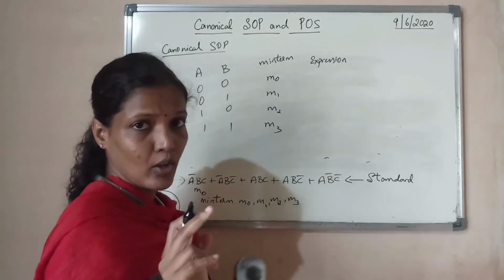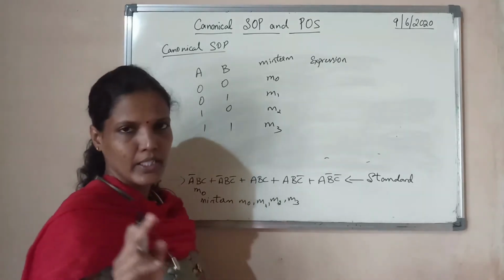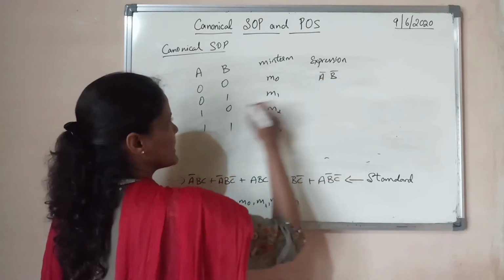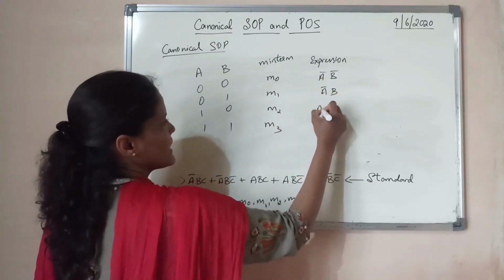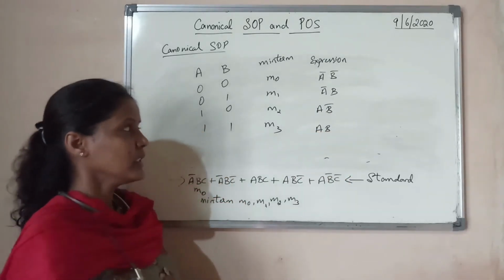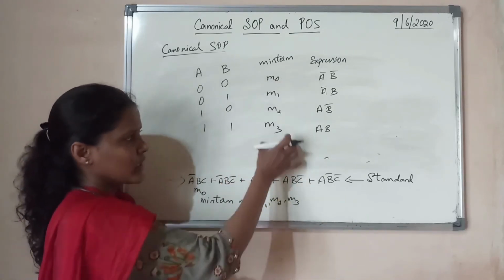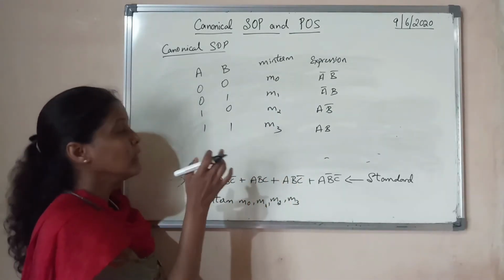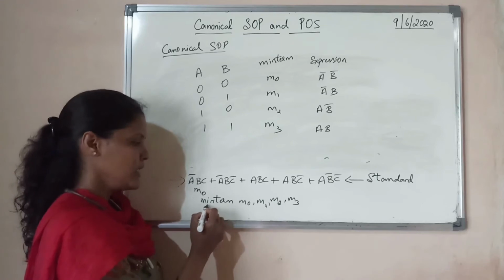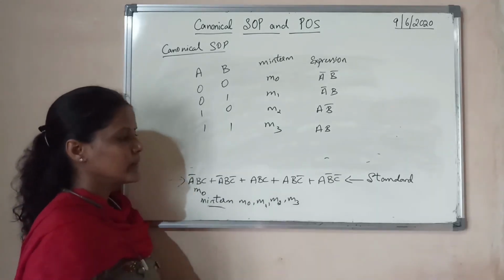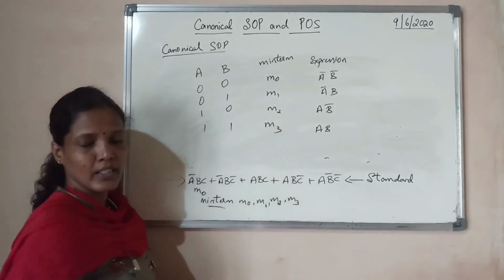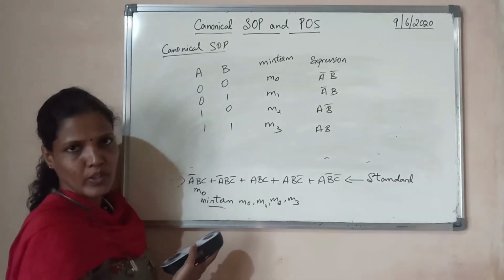If it is 0, write it in complemented form. If there is 1, write it in uncomplemented form. So A value, B value both are equal to 0: A bar B bar here, A bar B here, A B bar here, A B. This is the expression. So each term we are going to represent with small letter m, and that is for SOP only, not POS. Each term that comes in SOP we are going to call a min term, and that will be represented like this: M0, M1, M2, M3. I hope you are very much clear with this.